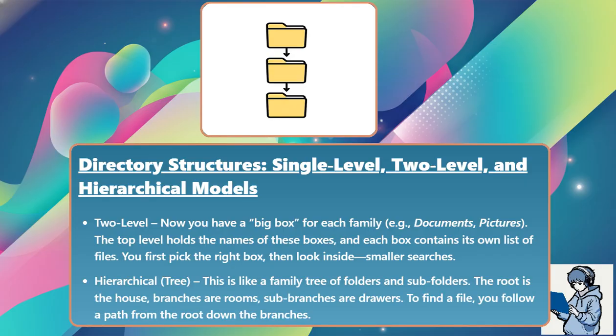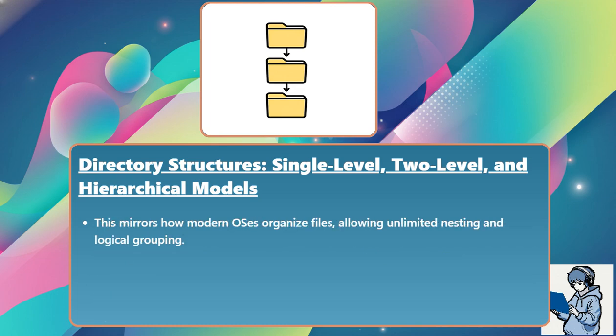Hierarchical tree: this is like a family tree of folders and subfolders. The root is the house, branches are rooms, sub-branches are drawers. To find a file, you follow a path from the root down the branches. This mirrors how modern operating systems organize files, allowing unlimited nesting and logical grouping.